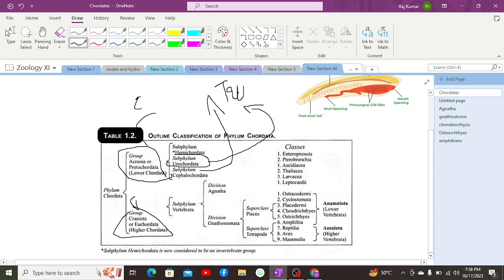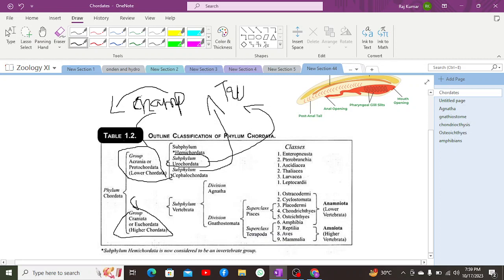having notochord, which persists throughout the life, as well as they are having the dorsal hollow nerve cord, and both of these are having closed circulatory system. Apart from that, the cephalochordata example is amphioxus, which is an organism from this group.